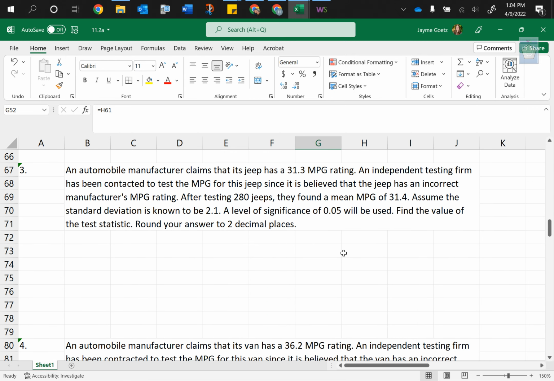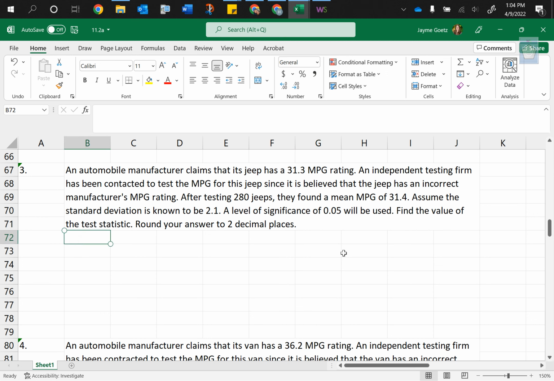An automobile manufacturer claims that its Jeep has a 31.3 miles per gallon rating. An independent testing firm has been contacted to test the miles per gallon for this Jeep since it is believed that the Jeep has an incorrect manufacturer's miles per gallon rating. After testing 280 Jeeps, they found a mean miles per gallon of 31.4. Assume the standard deviation is known to be 2.1. A level of significance of 0.05 will be used. Find the value of the test statistic and round your answer to 2 decimal places.